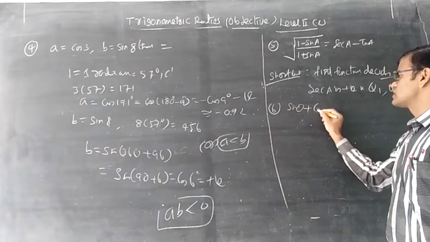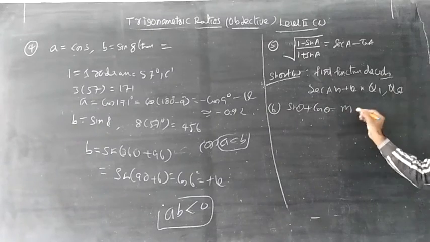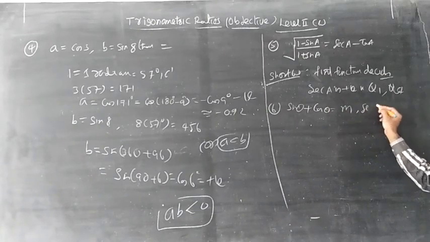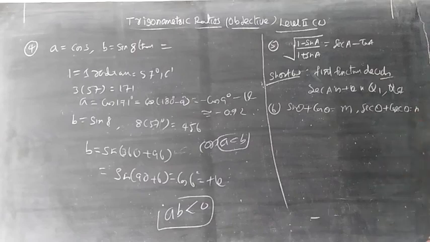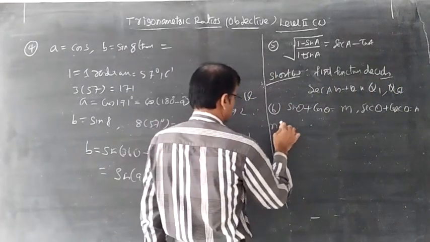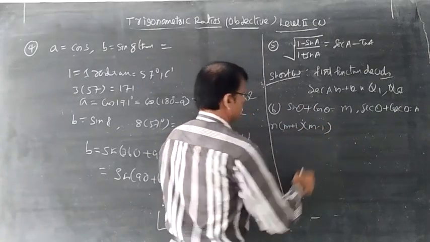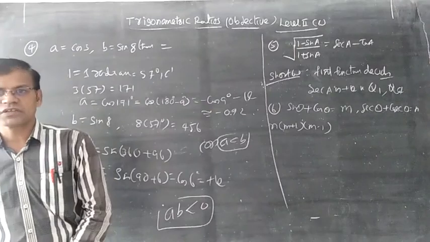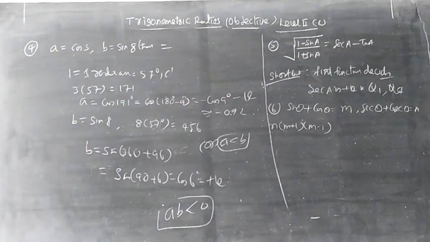Sin theta plus cos theta is equal to m, and secant theta plus cosecant theta is equal to n. Then n into (m minus 1)... m plus 1 into n minus 1. If sin theta plus cos theta is equal to m, you may face any question number, I have no idea.